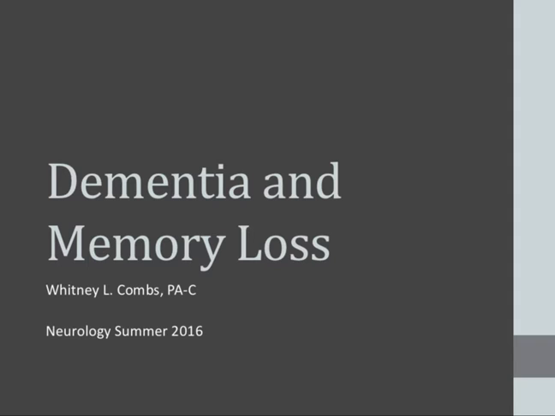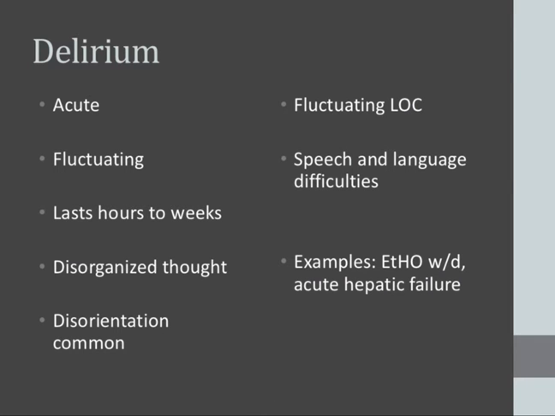So we're going to start with dementia and memory loss. But before we can really discuss dementia, we need to be able to differentiate between dementia and delirium. So first we'll talk about delirium. Delirium is going to be a very sudden, severe confusion. It's a much more acute onset than dementia. So the patient will be normal one day and then not normal the next day or within days or weeks.